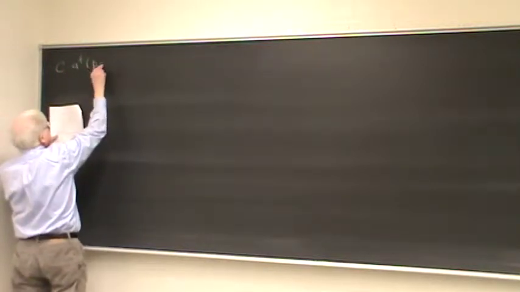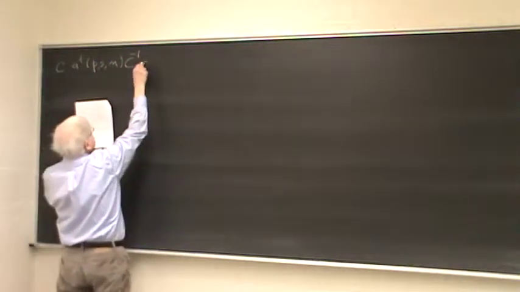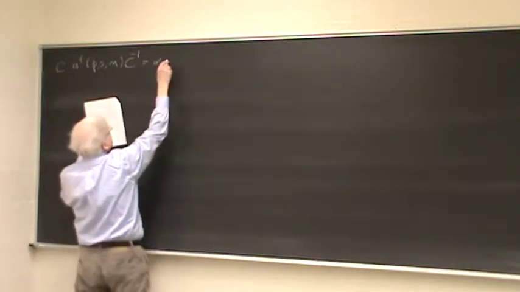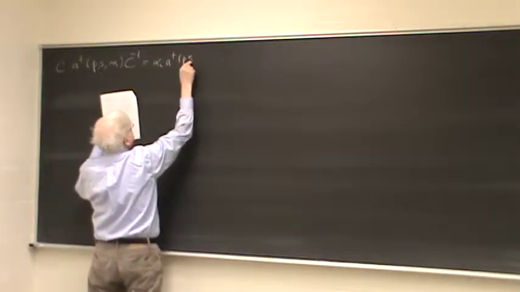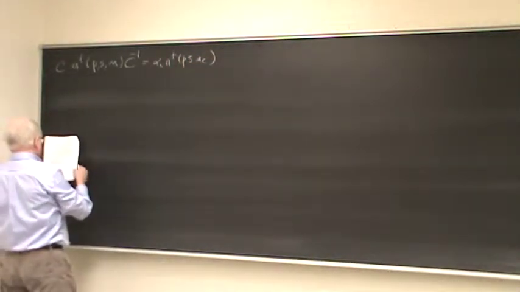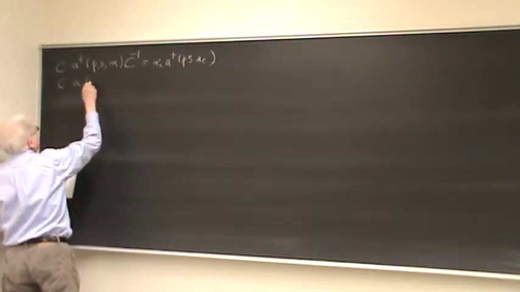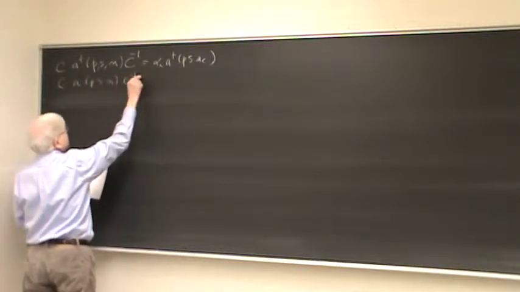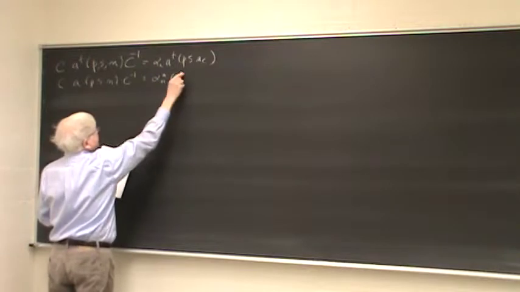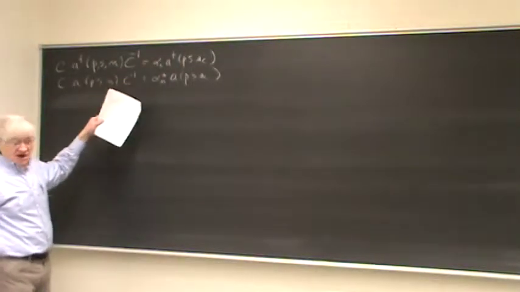C a dagger of P S n, n being the kind index, is some phase alpha n a dagger P S n conjugate. That's how charge conjugation works. And the corresponding formula for the annihilation operators is alpha n star A P S n conjugate. In other words, you clearly flip the sign.